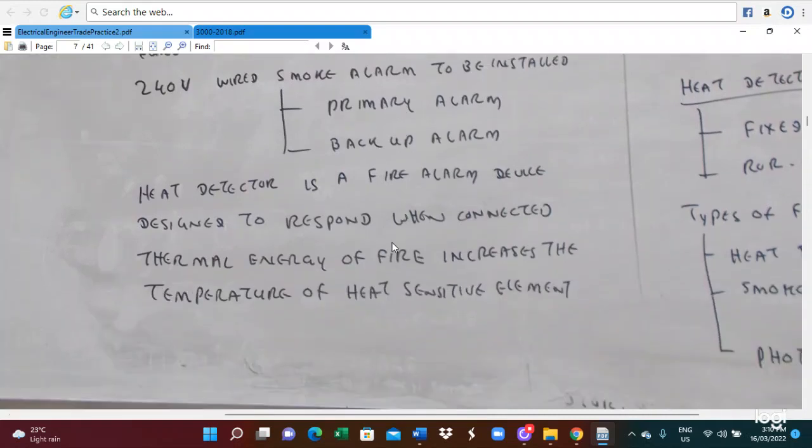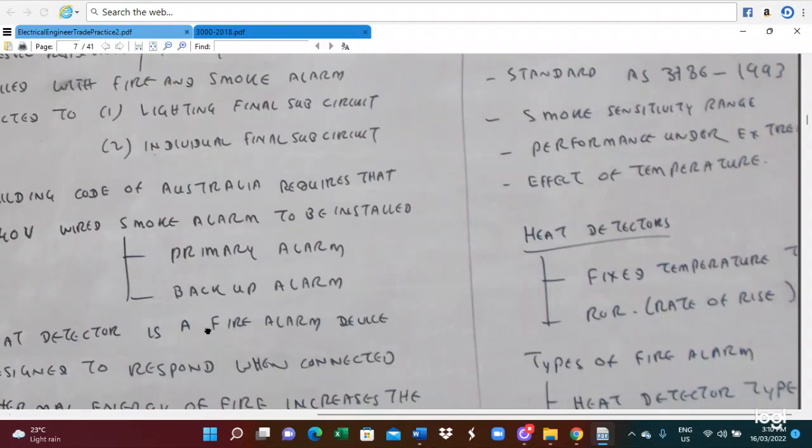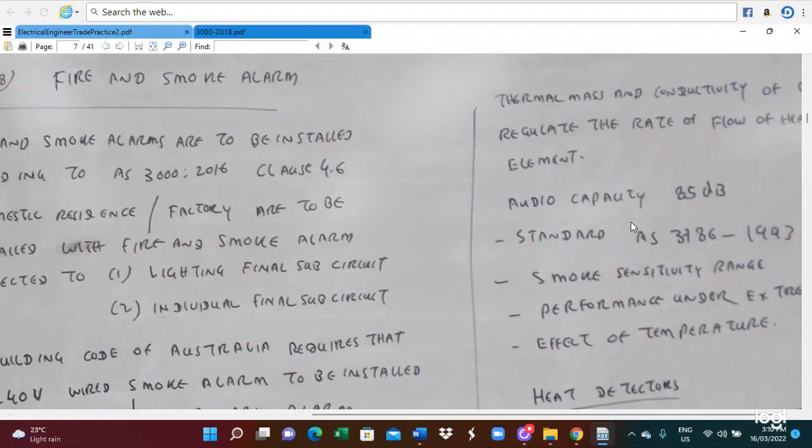Heat detection is also an important aspect, because of the heat detector in the smoke alarm. When a fire breaks out, the alarm detects the heat. In this case, the heat detector is a fire alarm device designed to respond when the connected thermal energy of a fire increases the temperature of the heat sensitive element. So this is how the smoke alarm is utilized.